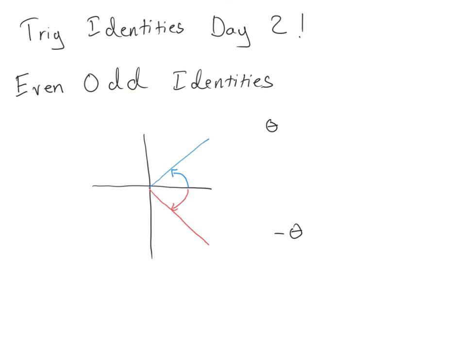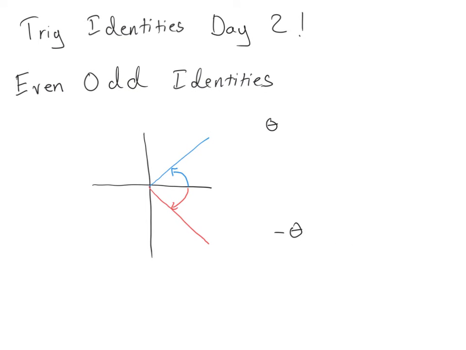So let's think about what that does to our trig identities. Our sine, when theta is positive, but when theta is negative, our sine is our y value. Our y value goes down. So that makes our sine negative. Sine of theta is negative.